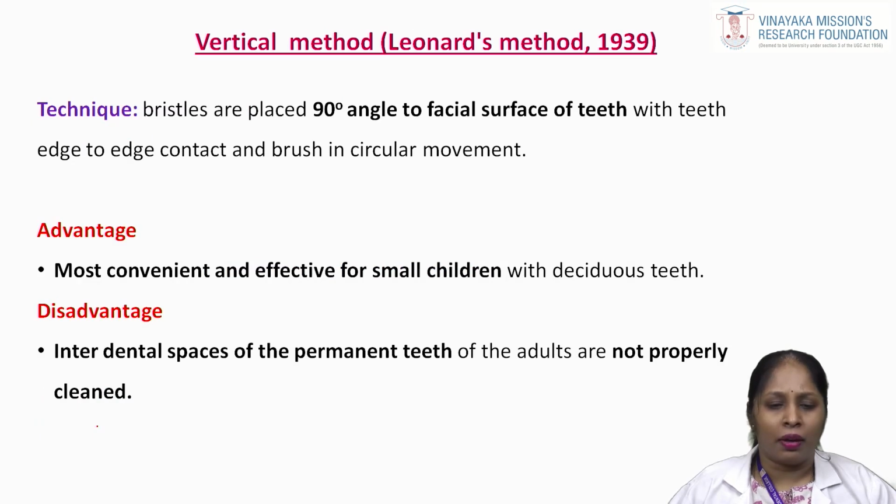Moving on to the next technique, the vertical method. In this technique the bristles are placed at a 90-degree angulation to the facial surfaces of the teeth, with teeth in edge to edge contact, and the brush is moved in a circular movement. The advantage is that it is the most convenient technique and effective for small children with deciduous teeth. The disadvantage is that the interdental spaces of the permanent teeth of adults are not properly cleaned.